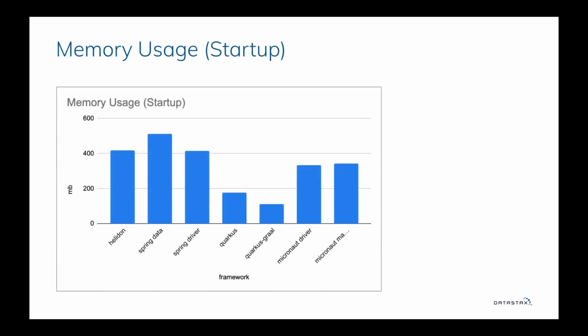Let's switch now to memory usage. Firstly, the measure.sh script is examining the memory usage at the startup. The Quarkus is very optimized regarding memory usage. The memory consumption of Quarkus Graal is 3 times less than the Spring Data. Surprisingly, Quarkus without Graal is also very memory efficient.